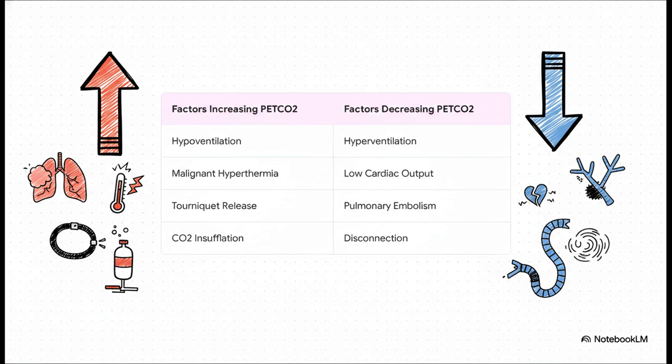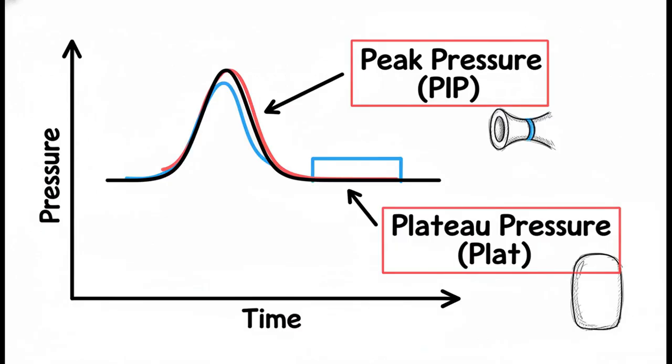A sudden sharp drop should immediately make you think of a low cardiac output state, a massive pulmonary embolism, or, most commonly, a circuit disconnection. Your end tidal CO2 is your canary in the coal mine. Distinguishing between peak and plateau pressure is absolutely essential for safe mechanical ventilation.